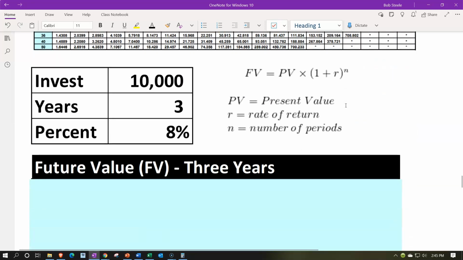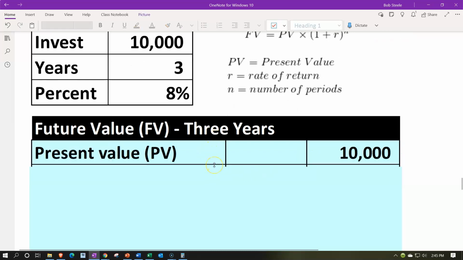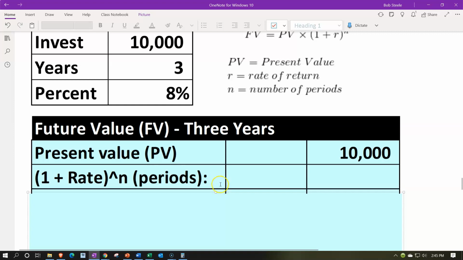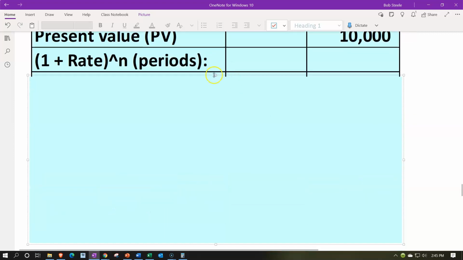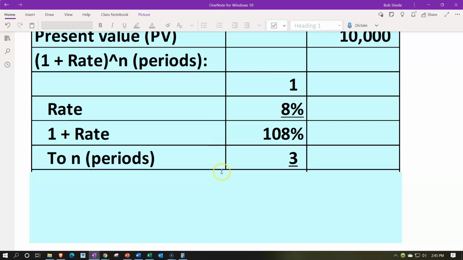So next we have 3 years. Let's do the same thing for 3 years now, the full thing. Now we've got a 3-year investment. Present value is going to be the 10,000. Now we're going to do this inner part, which is going to be the 1 plus the 8%. There's the 108%. Now we have n to the power of 3 this time.